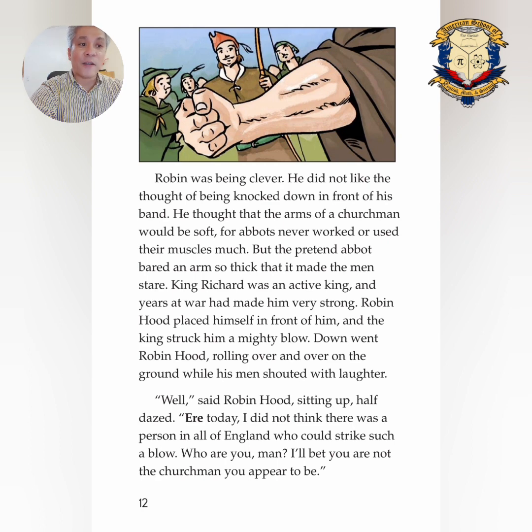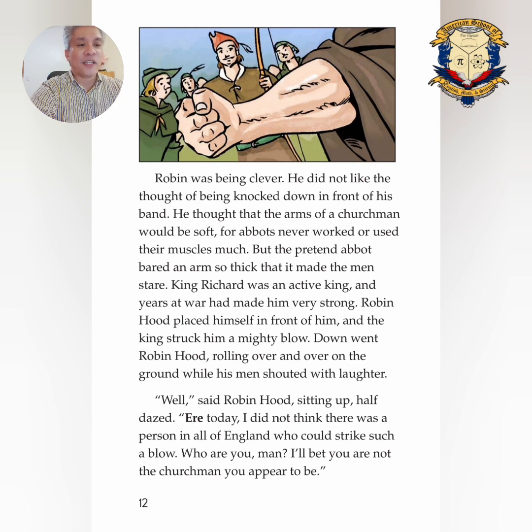Robin was being clever. He did not like the thought of being knocked down in front of his band. He thought that the arms of a churchman would be soft, for abbots never worked or used their muscles much. But the pretend abbot bared an arm so thick that it made the men stare. King Richard was an active king, and years at war had made him very strong. Robin Hood placed himself in front of him, and the king struck him a mighty blow.